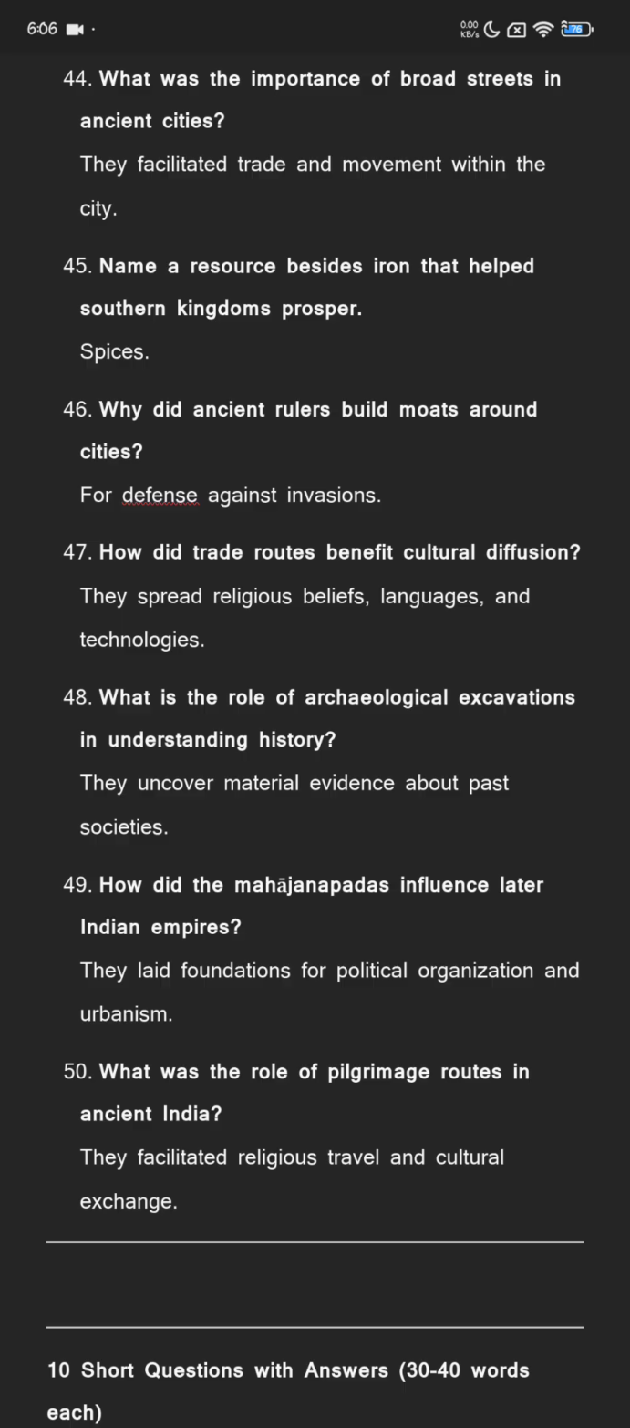What was the role of pilgrimage routes in ancient India? They facilitated religious travel and cultural exchange.